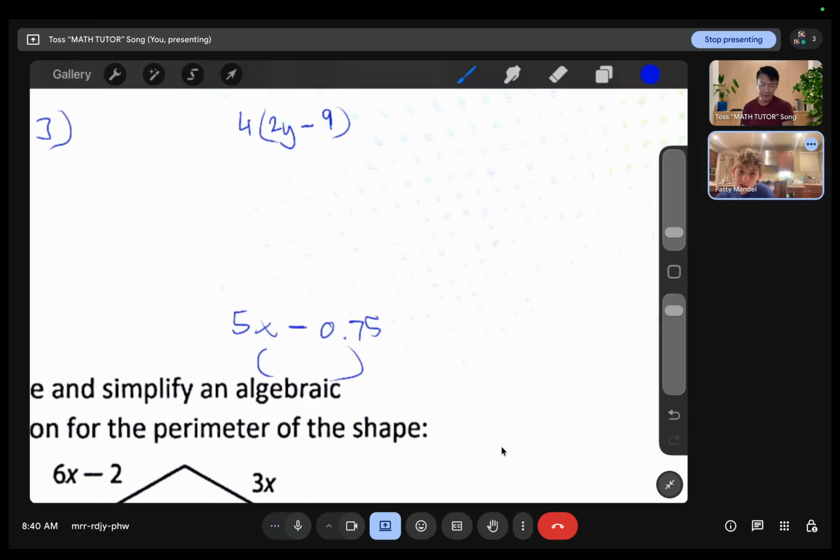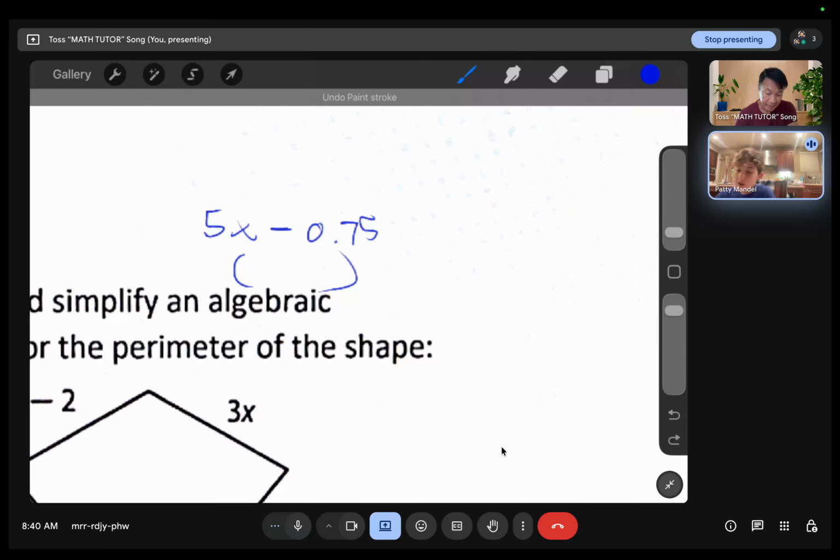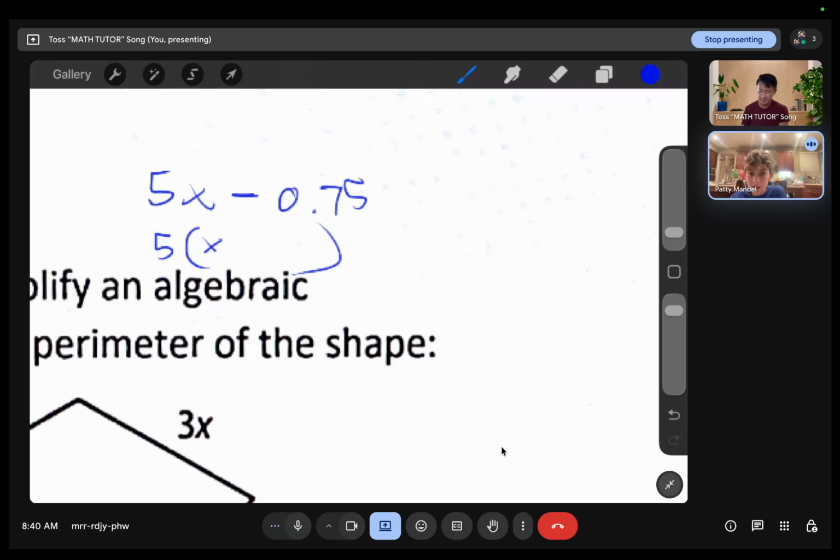5 times x minus... You mean like outside here? Yeah, 5 outside, x inside. And then minus... Okay, so you probably want to use a calculator, right? 0.75 divided by 5, it'll be 0.15.